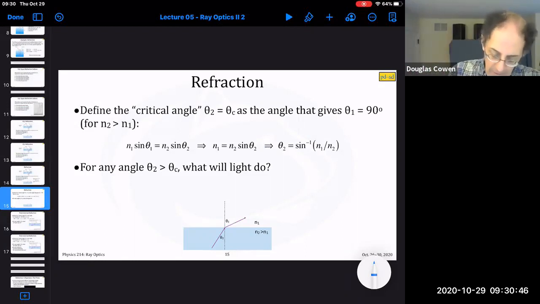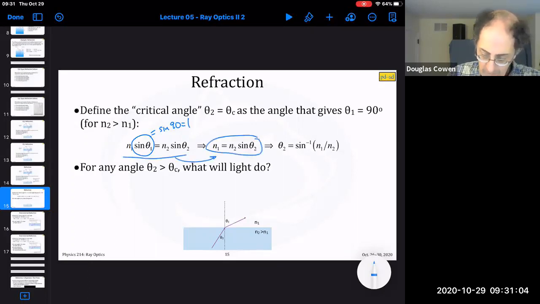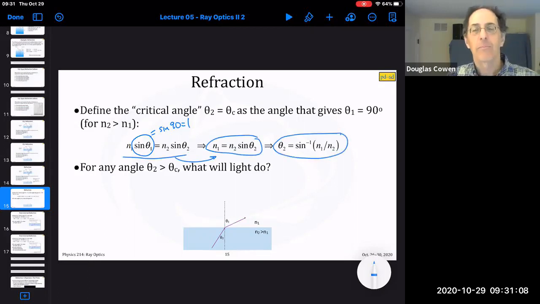And the way we calculate that is simply by saying, okay, sine theta 1 is equal to sine 90, which is equal to 1. And then I can just rewrite this expression like this. And finally, I can just solve for the angle theta 2. So for any angle theta 2 that's larger than theta c, what will the light do?